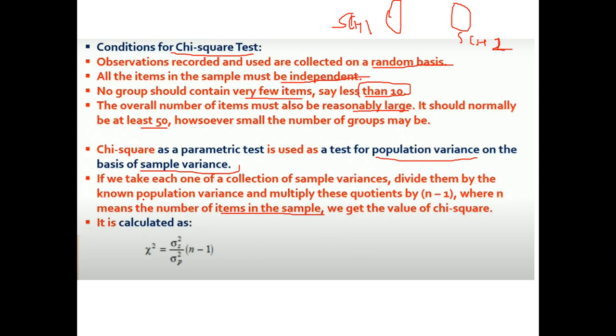This value is nothing but the chi-square value. So you are checking their variance multiplied with n minus 1. This will be either lesser than 1 or greater than 1. If it is 1, you can say population and sample are both the same. Otherwise you will say both are different.